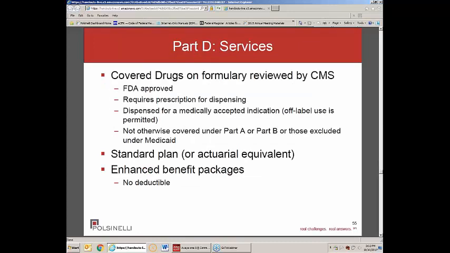The services covered under Part D depend on the plan. What is covered has to meet certain baseline requirements: it has to be FDA approved, there has to be a prescription, and it has to be an on-label use of the drug in order to have coverage. And as I mentioned, they have to be drugs that are not otherwise covered under Parts A and B. Beneficiaries can buy into better plans with lower deductibles or more coverage.